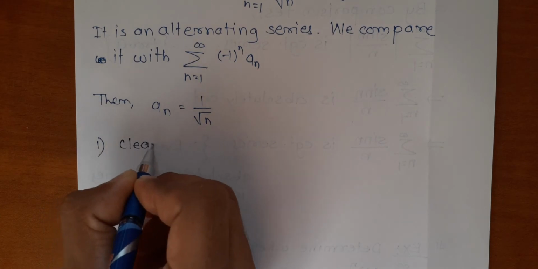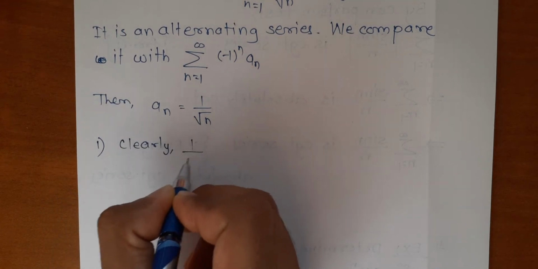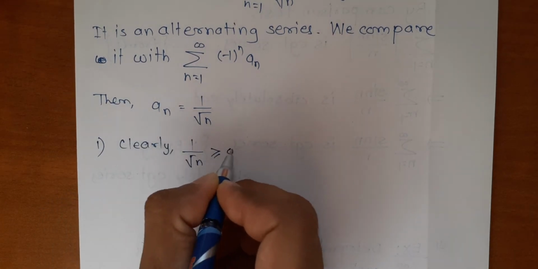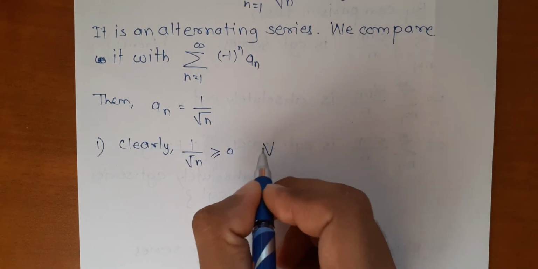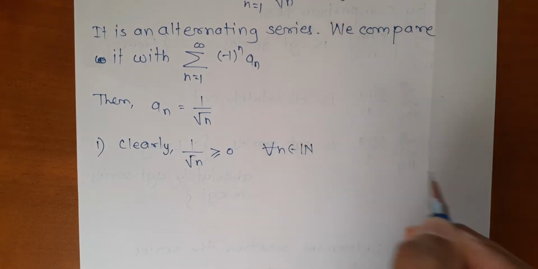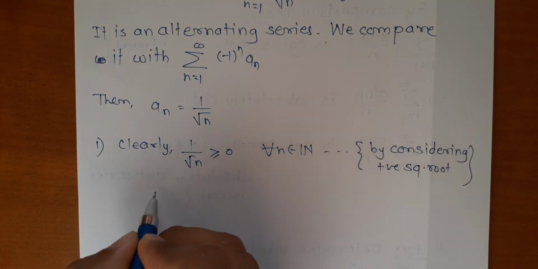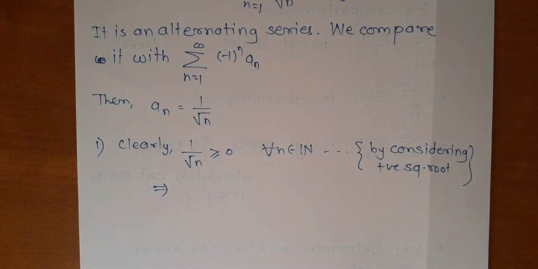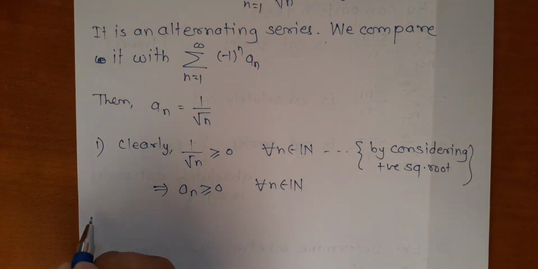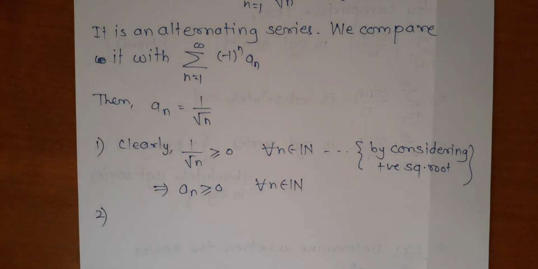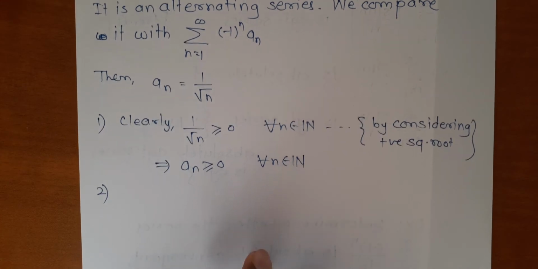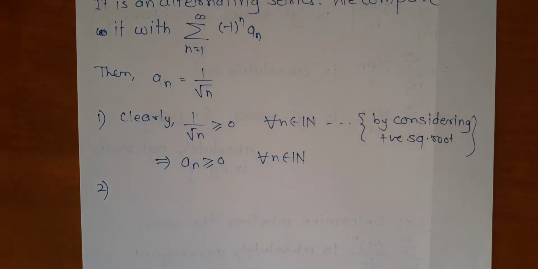Clearly 1 upon root n is greater than or equal to 0. Actually it is strictly greater than 0. By considering a positive square root, this is nothing but our bn, so bn is also greater than or equal to 0. In this way we prove that the first condition is satisfied. Let us go for the second condition. We have to prove that bn is a decreasing sequence.